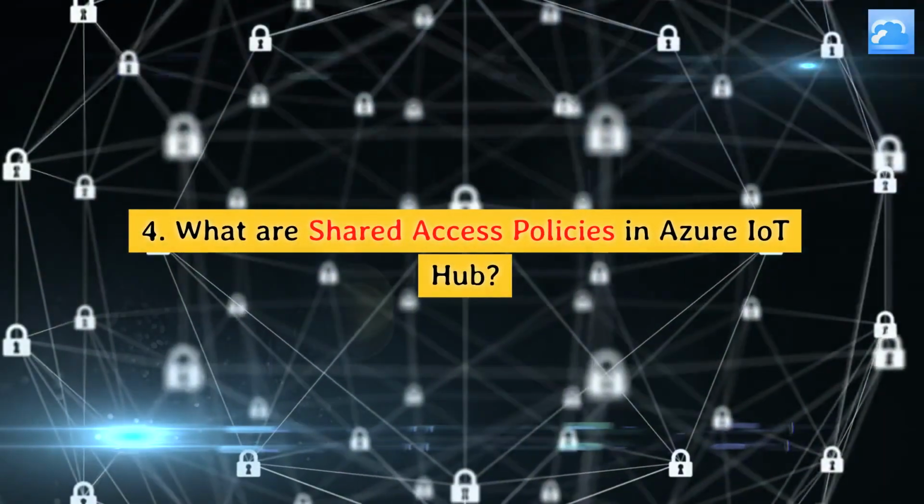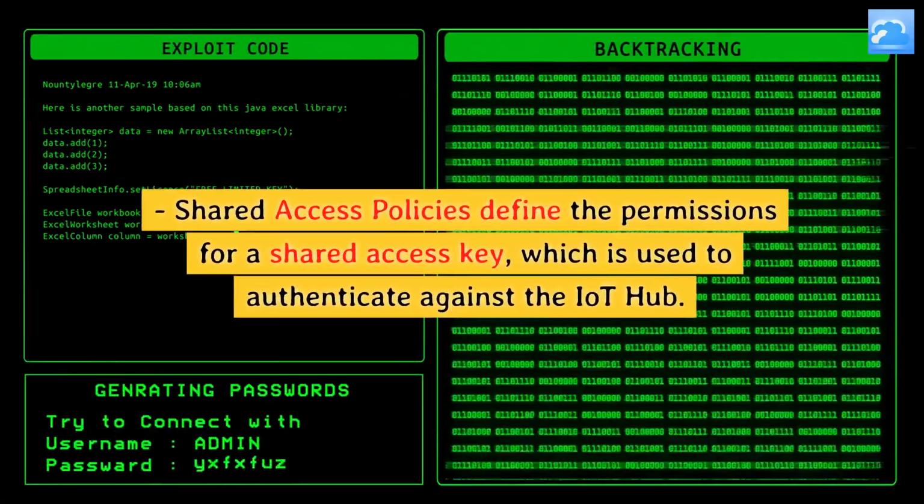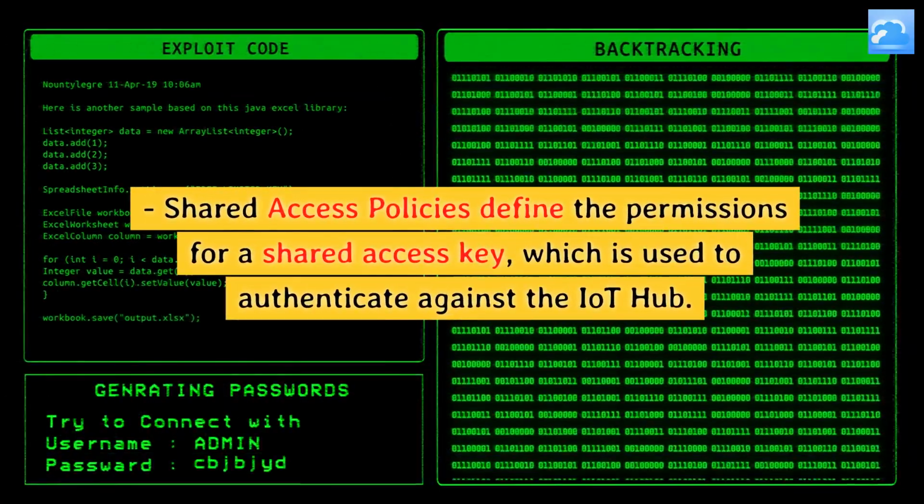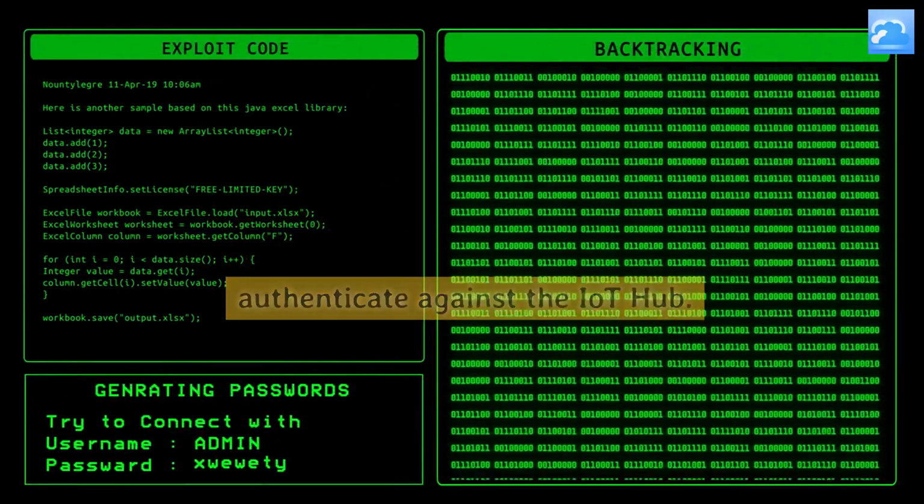4. What are shared access policies in Azure IoT Hub? Shared access policies define the permissions for a shared access key, which is used to authenticate against the IoT Hub.